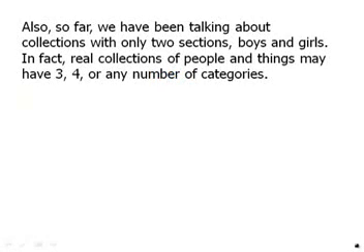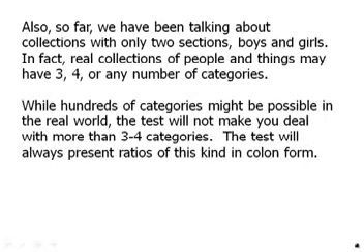Also, so far we have been talking about collections with only 2 sections, boys and girls. In fact, real collections of people and things may have 3, 4, or any number of categories. While hundreds of categories might be possible in the real world, the test will not make you deal with more than 3 or 4 categories. The test will always present ratios of this kind in colon form.